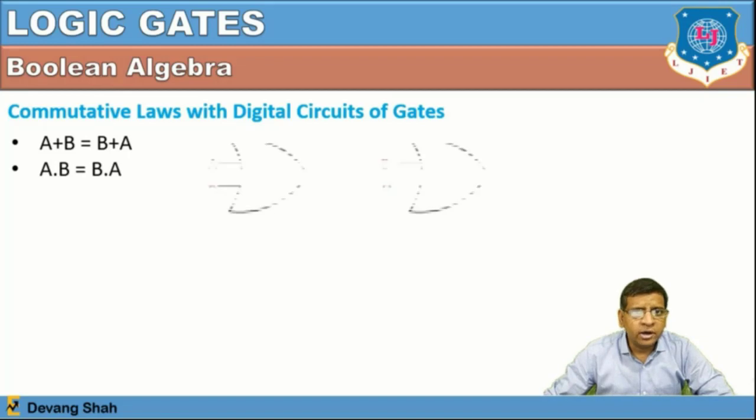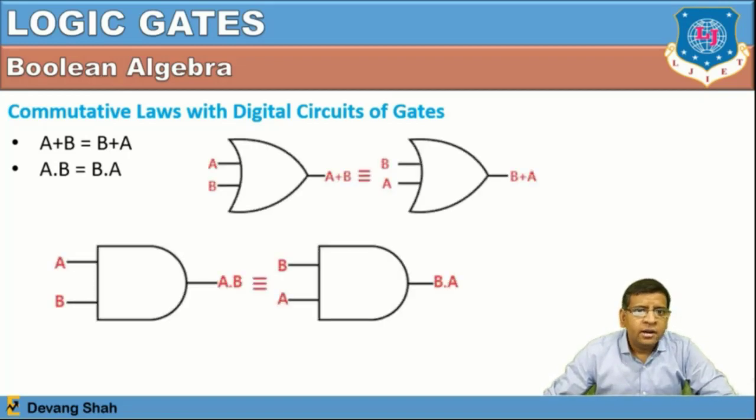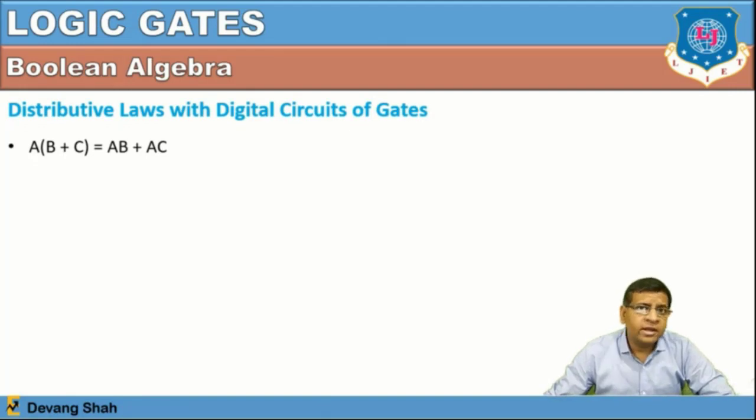That is also implemented using the OR gate and AND gate, where you can also take three inputs, A, B, C, like A dot B dot C, that is equal to C dot B dot A. That way you can implement the commutative law, right? Another one is called the distributive law, where A(B plus C) is equal to AB plus AC. Now the same law you can also implement using logic gates.